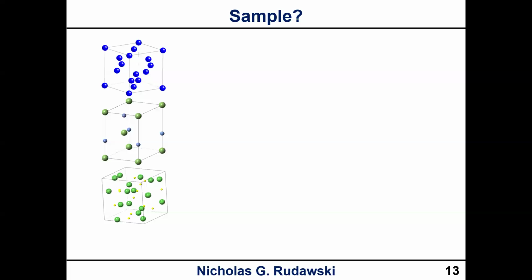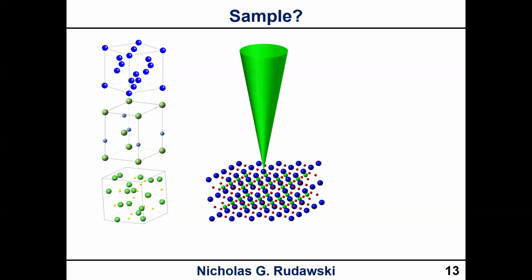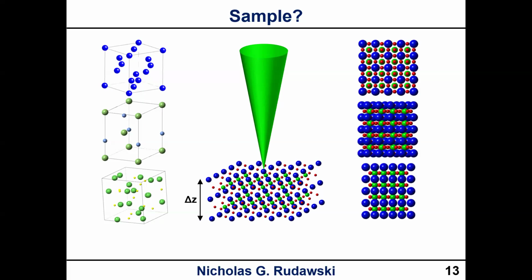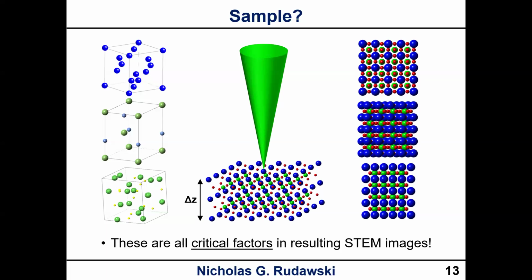And then, of course, last but not least, is the sample itself. So lots of variables here. What's the crystal structure? We got 3 different crystal structures here, for example. How thick is the sample? I've got the probe here impinging on the sample along a direction. How thick is it going through? That's obviously critical. And then what's the orientation of my crystal? So this is strontium titanate, and we're looking at 3 different zone axes here. And this, of course, is not exhaustive. There's other variables we could account for, but these are some of the critical factors in the resulting STEM images.